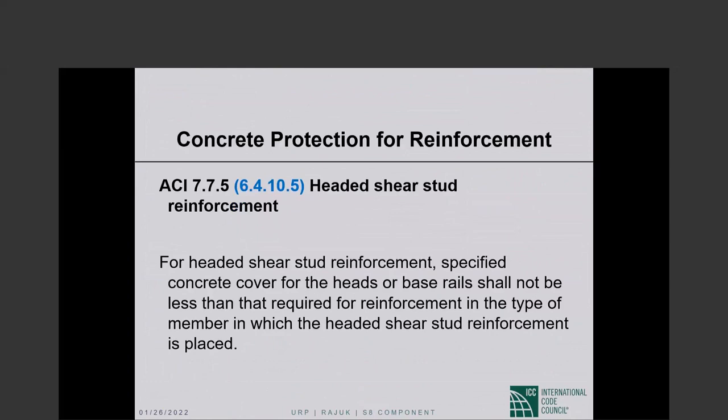Headed shear stud reinforcement that we talked about yesterday, I think. For headed shear stud reinforcement, specified concrete cover for the heads or base rails, the heads of the studs or the base rails shall not be less than that required for reinforcement in the type of member in which the headed shear stud reinforcement is placed. Okay? So slab reinforcement has a clear cover requirement of 20 millimeters. So that would be the requirement for the head of the stud in a slab.